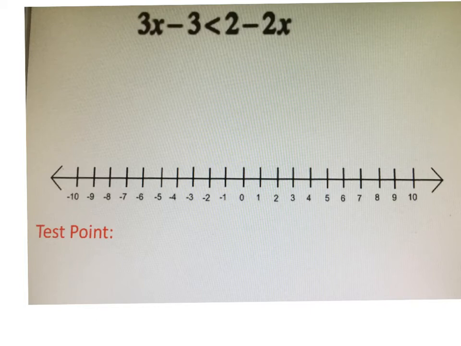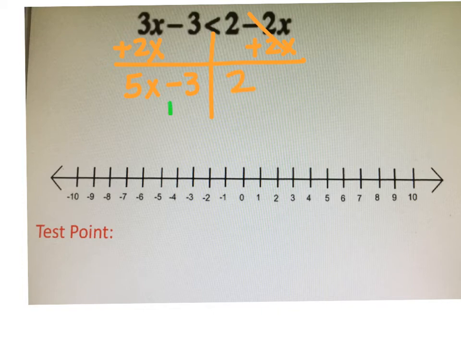Okay, let's try one more. So why don't you guys go ahead and get this one. First thing, let's draw our line down through the inequality symbol. I don't want x's on both sides, so I am going to add 2x to both sides. So go ahead and add 2x. This side over here will cancel. I end up with 5x minus 3, and then on the other side I get 2.